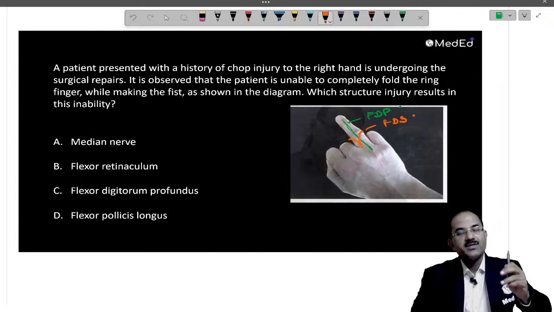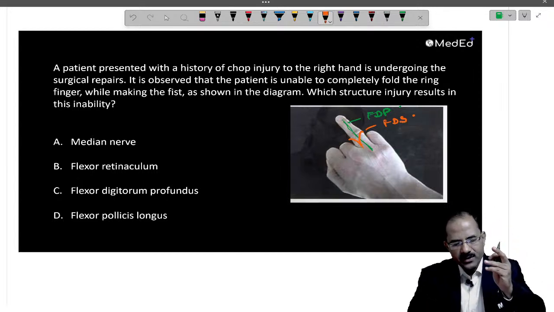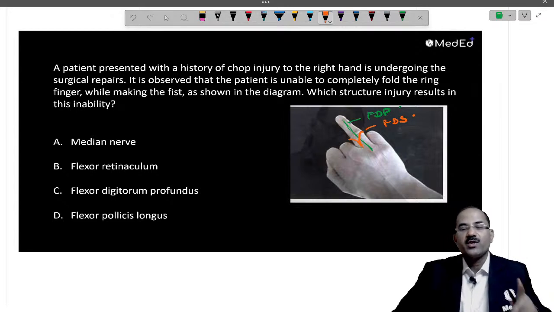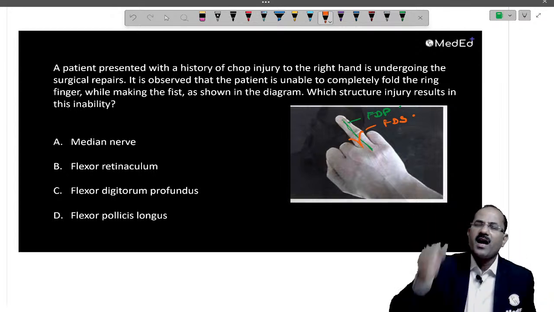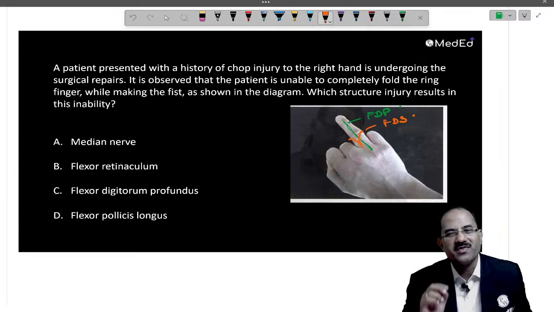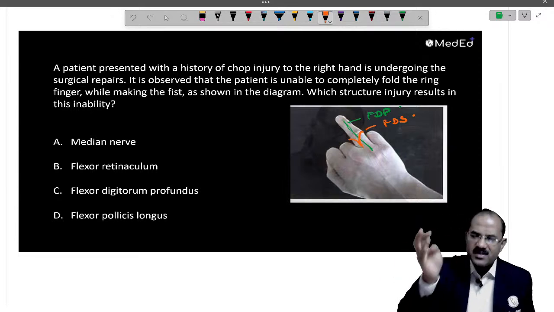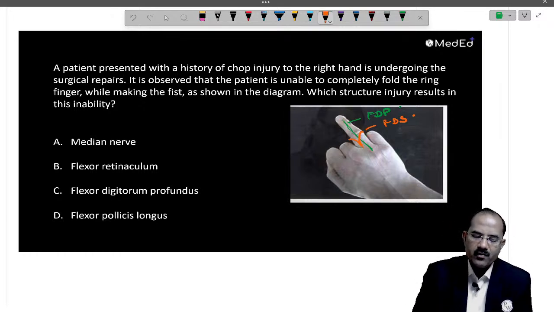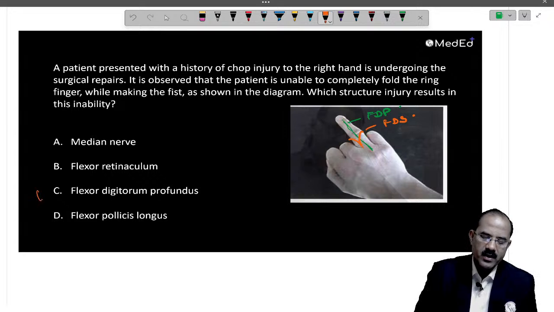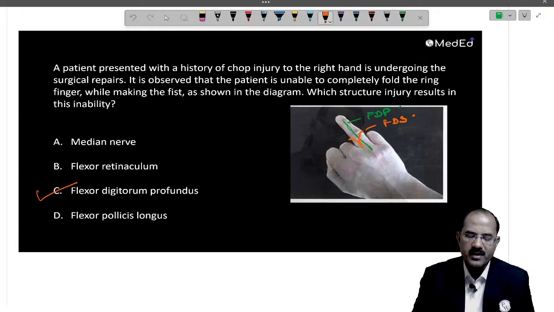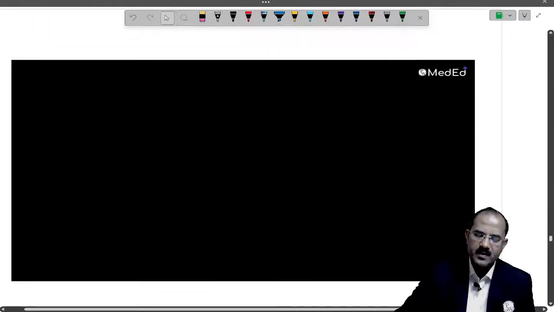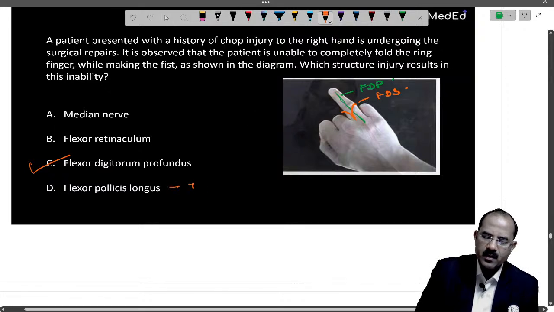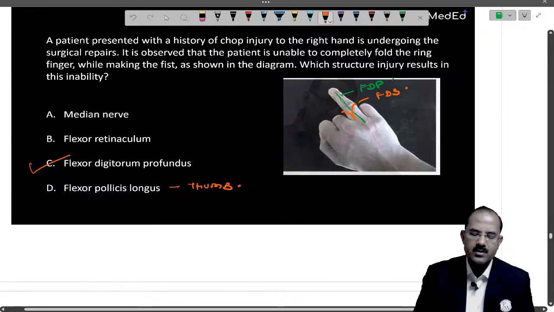So there are two tendons going to the ring finger. To the distal phalanx goes the flexor digitorum profundus, and to the middle phalanx, the flexor digitorum superficialis. If these tendons are damaged, the person is not able to flex the ring finger. Flexor digitorum superficialis is not in the options, so the answer is going to be the flexor digitorum profundus. I've told you this. Flexor pollicis longus goes to the thumb.